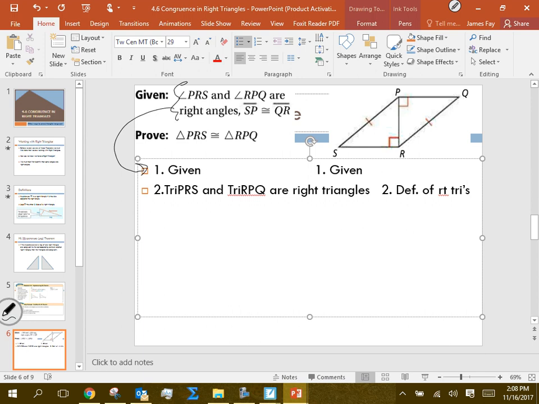Okay, so we've got those things to be true. The next thing I want to do is look at my picture. What segment do you know exists in both those triangles? Careful. What segment? PR. PR should be congruent to PR, right? And that's your reflexive property.